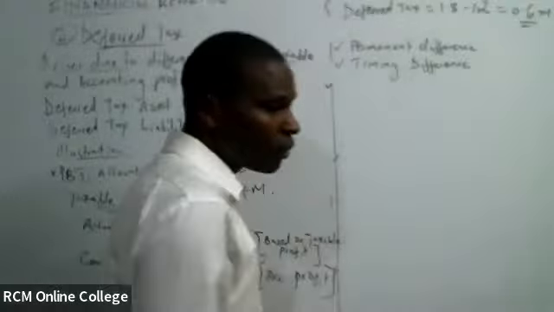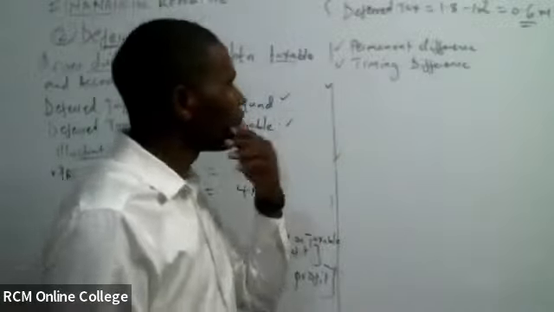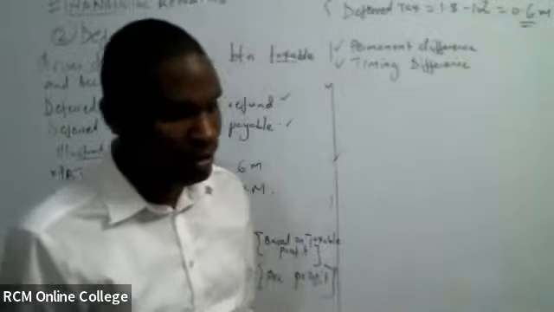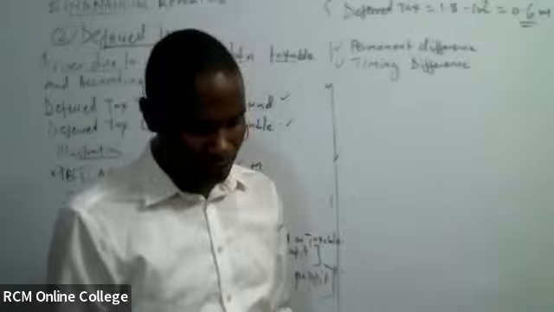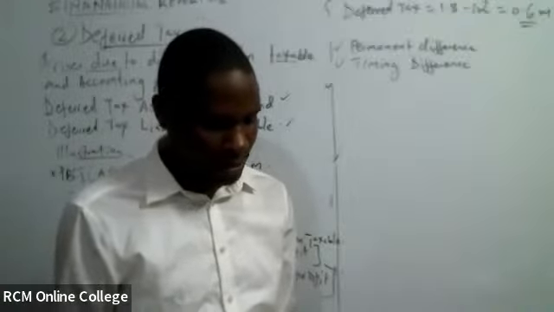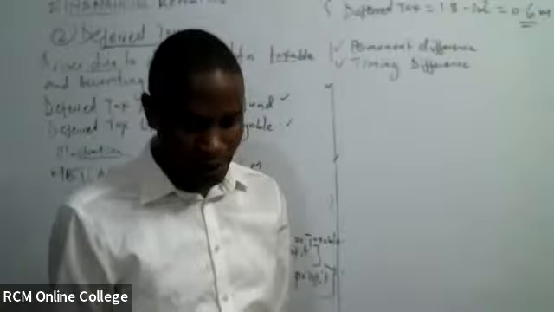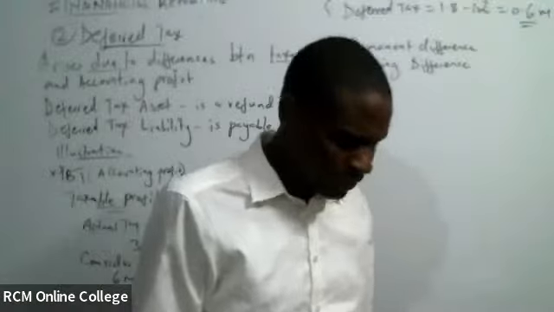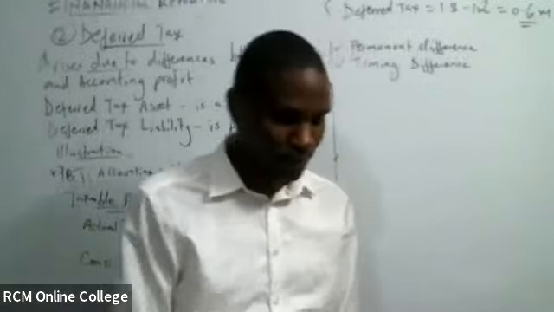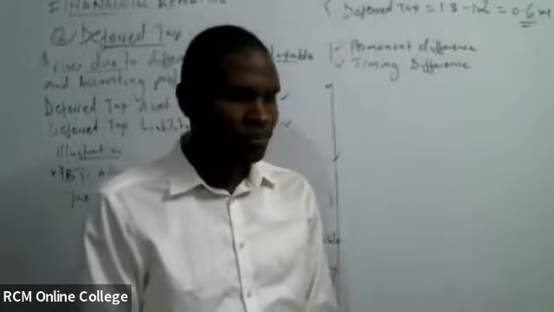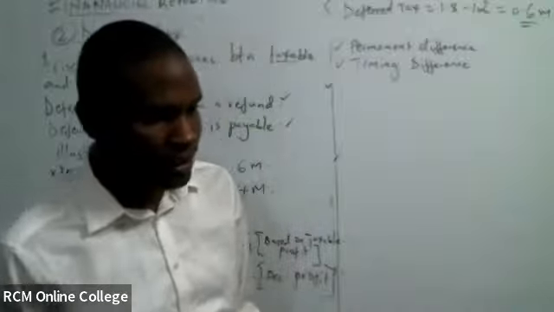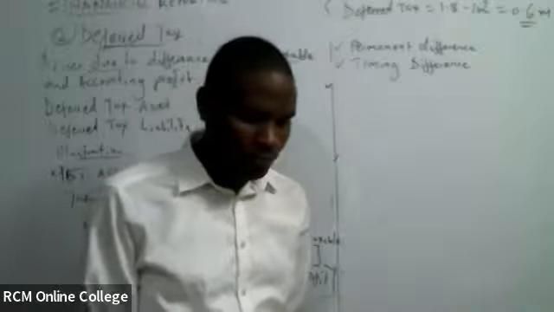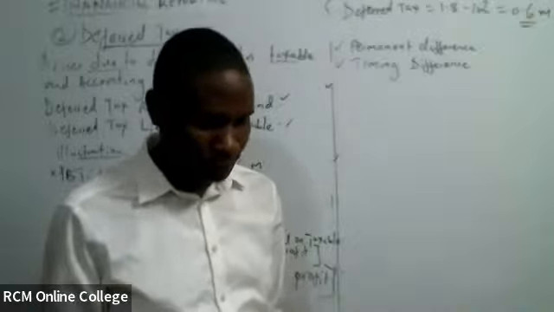Sometimes the examiner will ask you to differentiate between the permanent difference and timing difference, and give you 3 marks. So let's define permanent difference. Start with the first one. Permanent difference. You say that it is the difference between accounting profit and taxable profit.